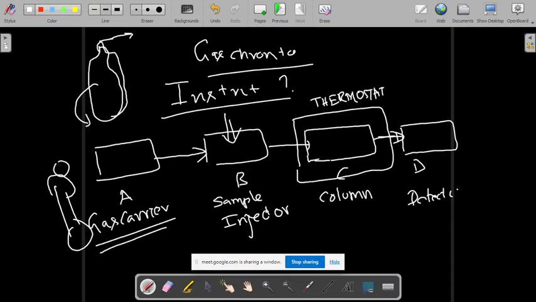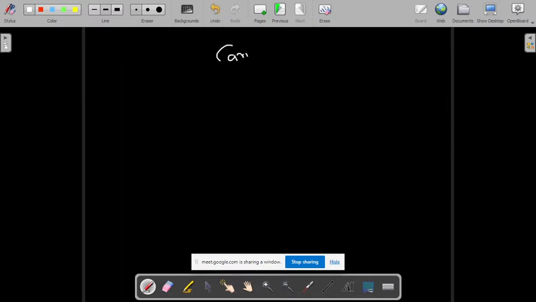Already we have seen the importance of temperature. As we vary the temperature, your adsorption is going to vary. And the last part of the instrument is the detector. We'll touch on all these parts one by one. First we'll concentrate on the carrier gas.